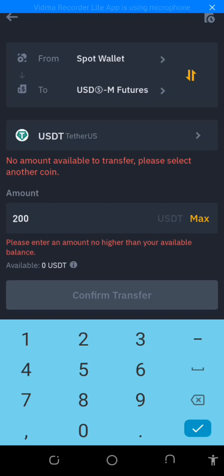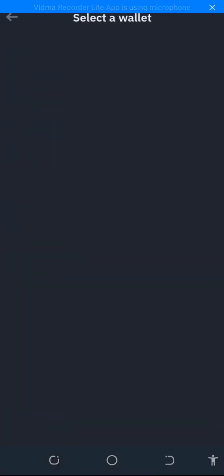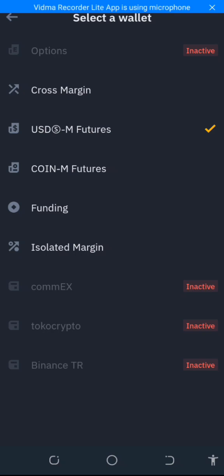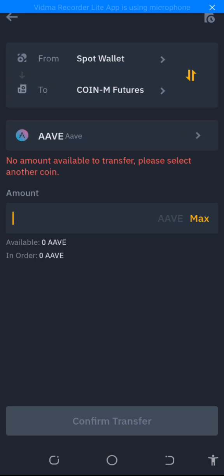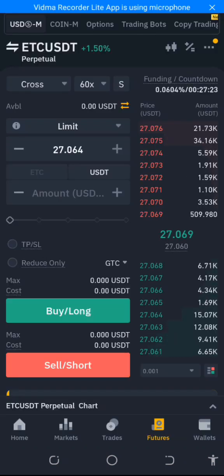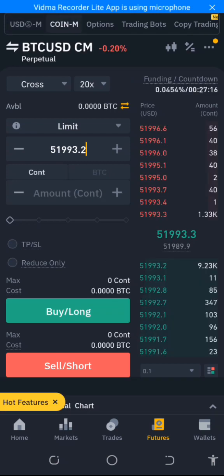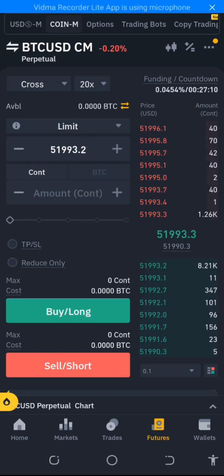Now, as you can see here, there are different futures wallets: there is USDⓈ-M and there is COIN-M. It depends on where I want to transfer this money to. I will show you the difference. USDⓈ-M means that you want to trade with a stable currency such as USDT, but if you choose COIN-M, it means that you want to trade with another crypto such as BTC. That's what you use to initiate your futures trade. For the sake of this video, we are going to be using USDⓈ-M.